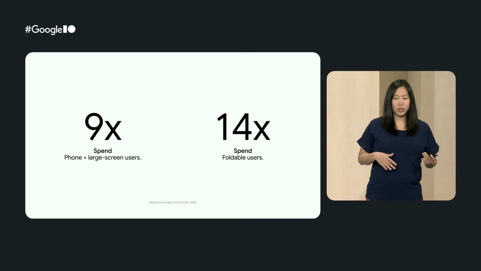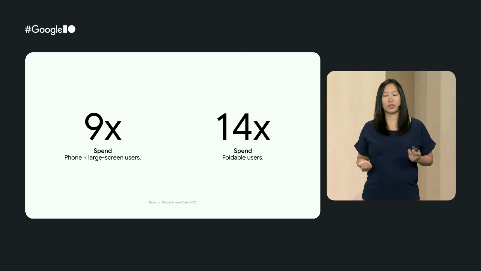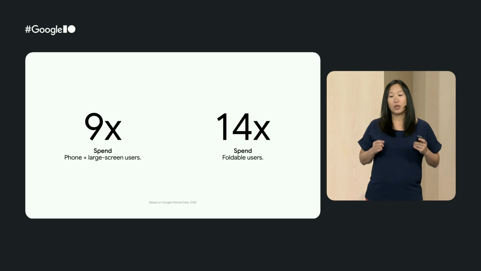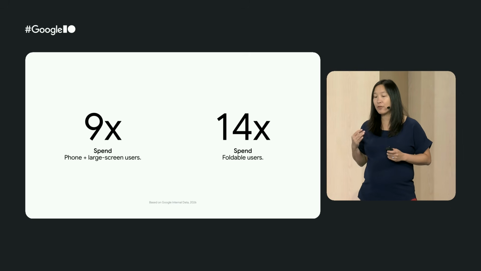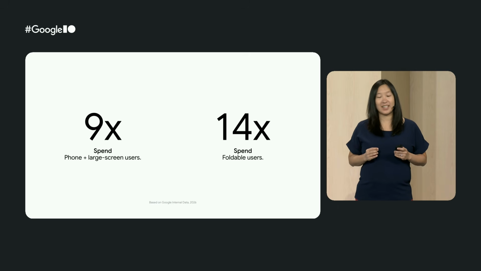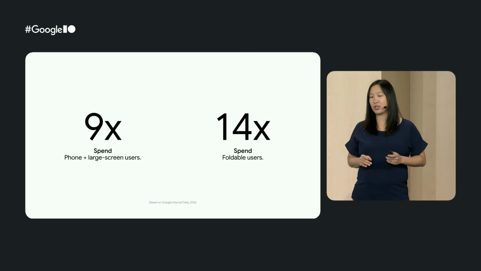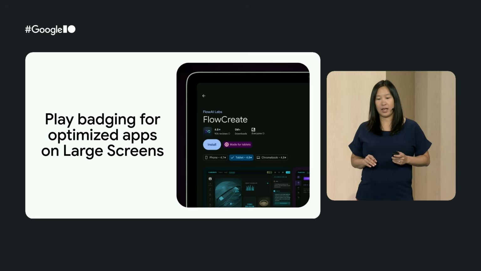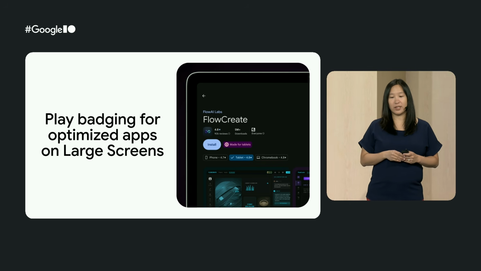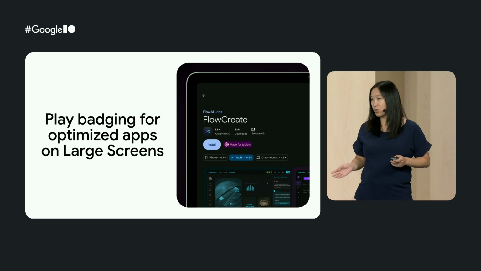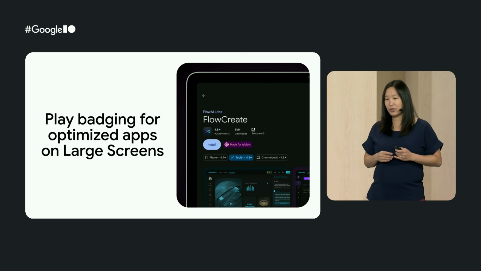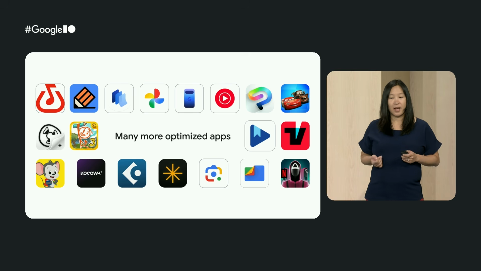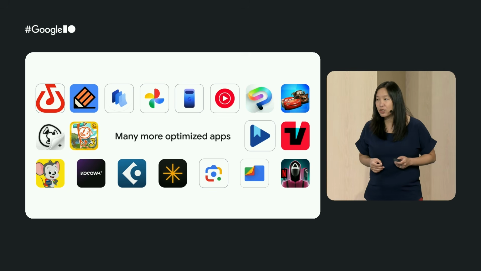It's not just the number of potential users, it's also that we've seen users that have multiple devices spend more. Users with a large screen, like a tablet or a laptop and a phone, spend 9 times more than phone-only users. And for those that are on foldables, that multiplier jumps to 14x, making it one of the highest value user segments on Android. Play is helping to increase that opportunity for installs and spend by letting users know which apps work best across devices. Apps that are optimized for large screens now feature an Optimized for Large Screens badge on their details page. And since last year, more apps have continued to go adaptive.